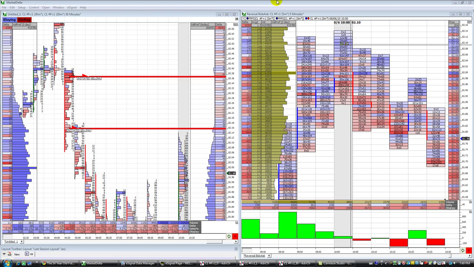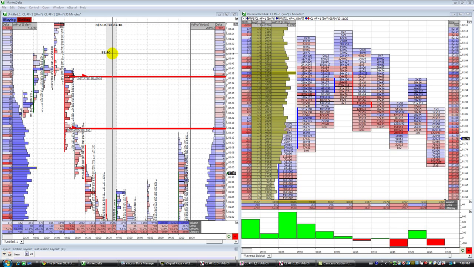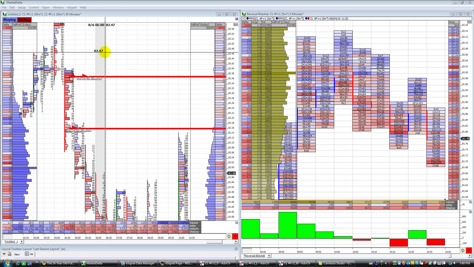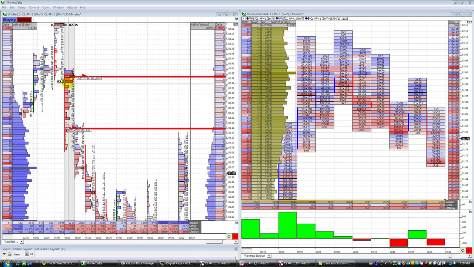We're going to use these two charts over here. The chart on the left is a 30-minute footprint profile chart. I got these charts from Market Delta, but there are a few other charting providers that provide order flow analysis. I personally prefer Market Delta. That's the one I use, and it's the only one that offers this sort of footprint style with the volume clusters.